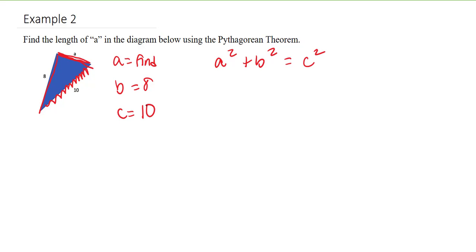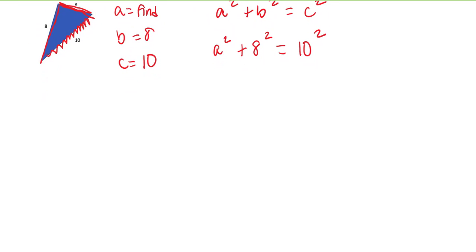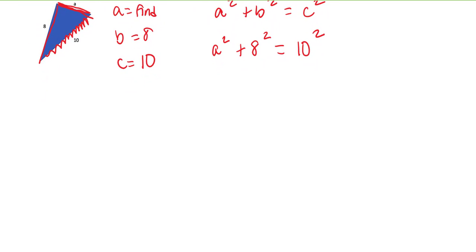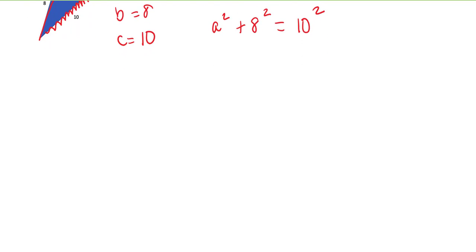So now let's go ahead and start to plug in all these values. Well, A squared, we still don't know what A is, plus B squared, so that's plus 8 squared equals C squared, so that's 10 squared. So now let's go ahead and solve for all these exponents. So 8 squared, which is just 8 times 8, is equal to 64. And 10 squared is just 10 times 10, so that's 100. Then we have A squared on the left-hand side. A squared plus 64 equals 100.